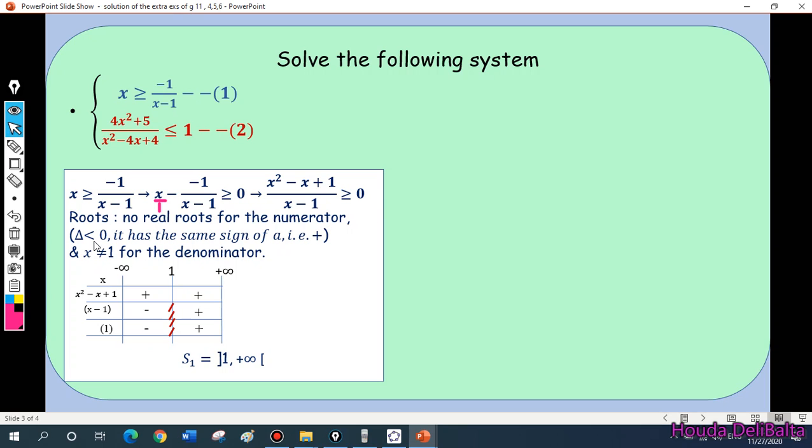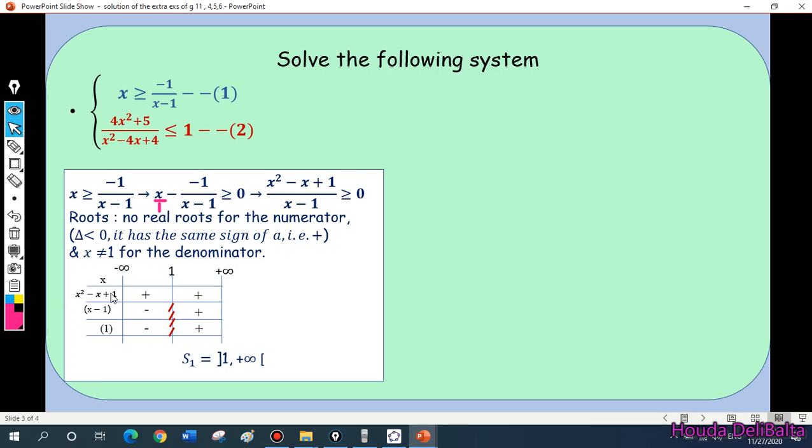Now here, since we get i, there are no real roots for the numerator. Delta is negative, and thus this will have the same sign of a. As you know, whenever delta is negative, we take the same sign of a, so it is always positive because a is positive. Now, according to the denominator, of course, x minus 1 should not be 0, then x should not be 1. So 1 is the root of the denominator, and we have to put dashes on it because it must not occur. x minus 1 should never be 0, thus x should never be 1.